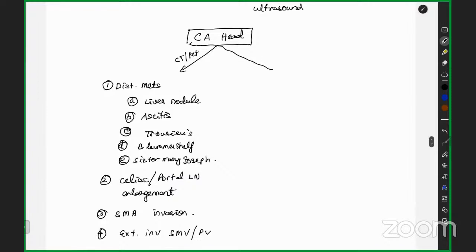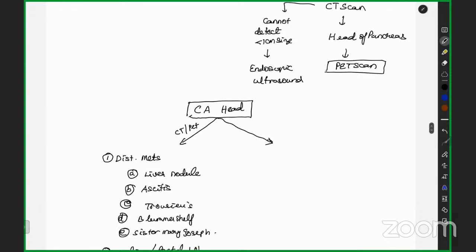Now, I am suspecting a CA head of pancreas, but there is no ultimate symptom, or pathology is not suspected. I am performing endoscopic ultrasound. In the endoscopic ultrasound, I am not seeing a stone. Then I am going to perform laparoscopic staging.